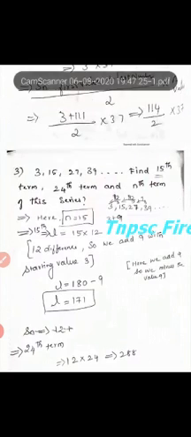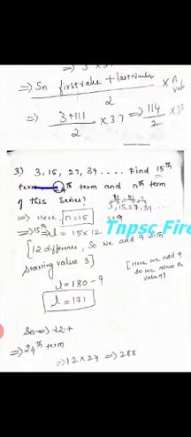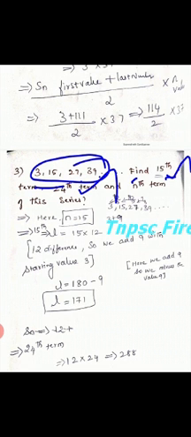This is another method. If they ask like this, another method, that is, here they give 3, 15, 27, 39. Find the 15th term and 24th term, they ask. Okay, they already give the series. What do they ask? They ask for the 15th term and 24th term. So we are going to find the nth term also.